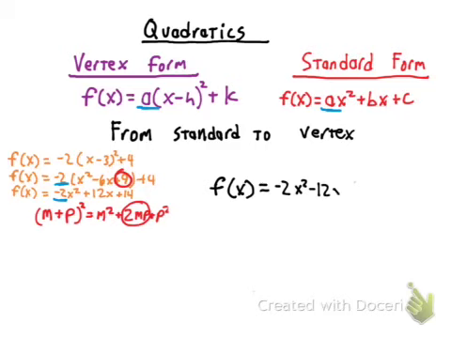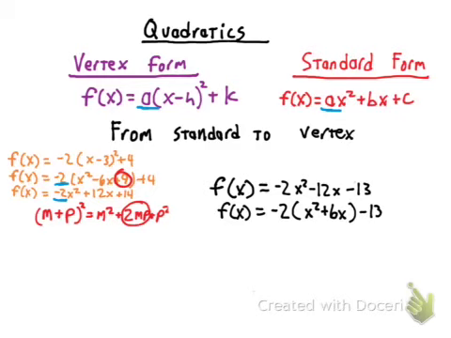So, one more example. Okay, we're going to move from standard form to vertex form, negative 2x squared minus 12x minus 13. I'm going to start the same way I did before. I'm going to pull out that a value from the first two terms.